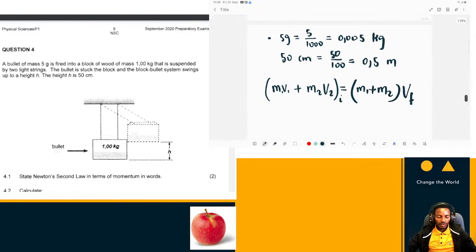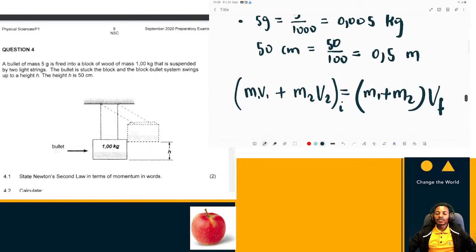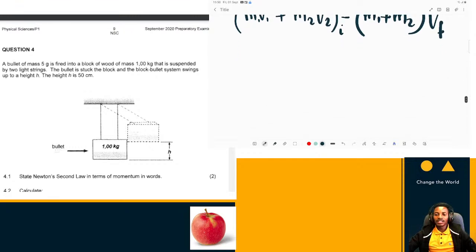Okay, so after the collision, this is what is going to happen. The bullet will stay inside the wooden block just after the collision, but after some time, the block and bullet system will swing up to a height of h meters, which is 50 centimeters above the ground, as it is illustrated there. So when the bullet strikes this block, both the bullet and the block will move from the ground up to a height of h meters.